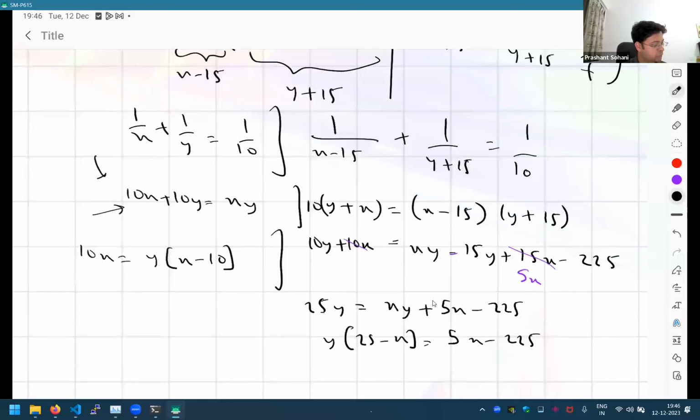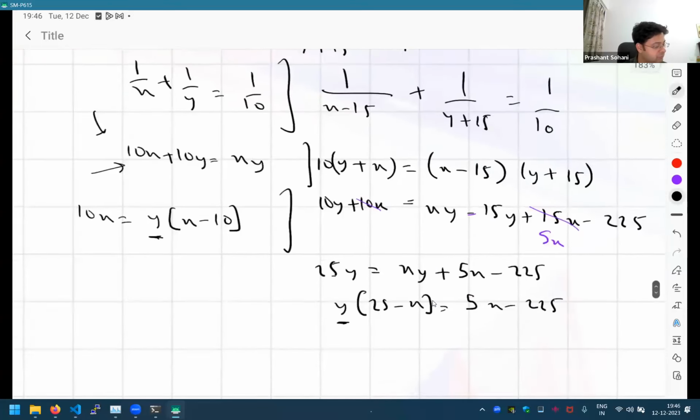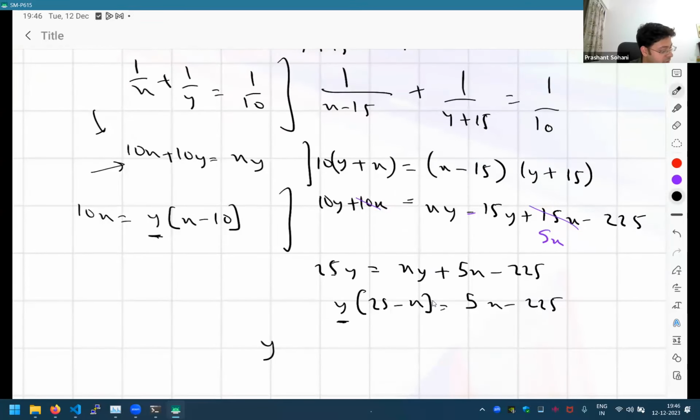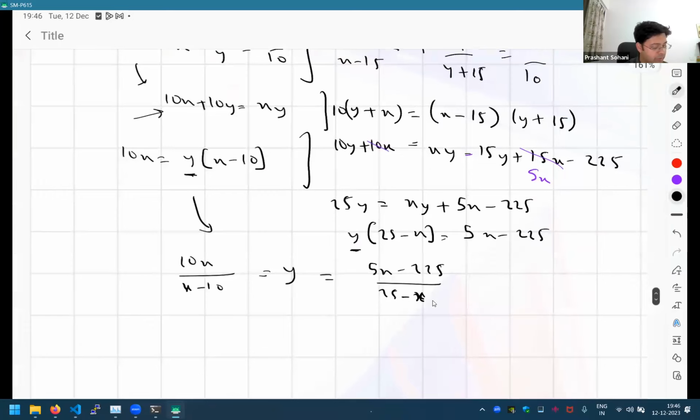So what I've done here, if you notice, is isolate y on both sides. So my plan is I can equate them, right? I can say that y is given by the same expression on both sides. So I can say y is equal to 10x upon x minus 10 from the first equation, and y is also equal to 5x minus 225 upon 25 minus x from the second equation, right? And so now the middle term y I can get rid of and directly cross multiply. So I'm going to get an equation purely in x.